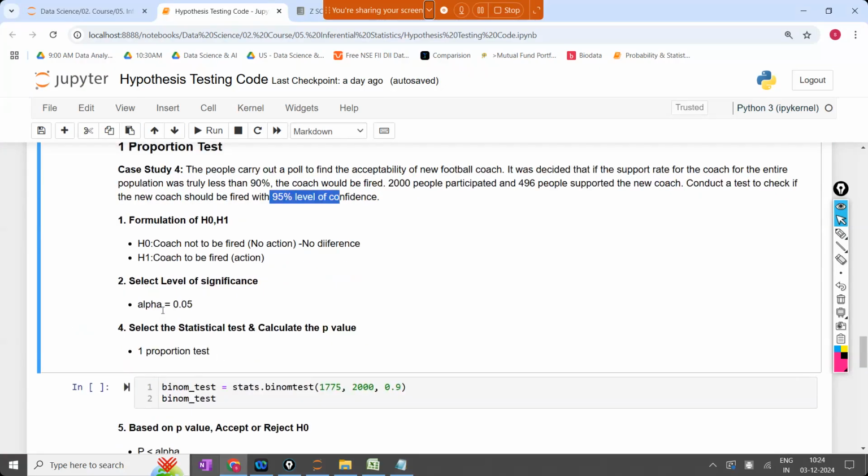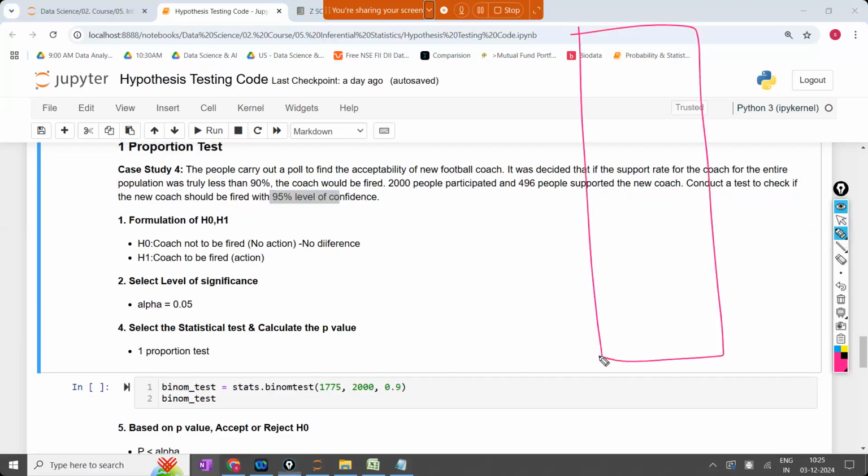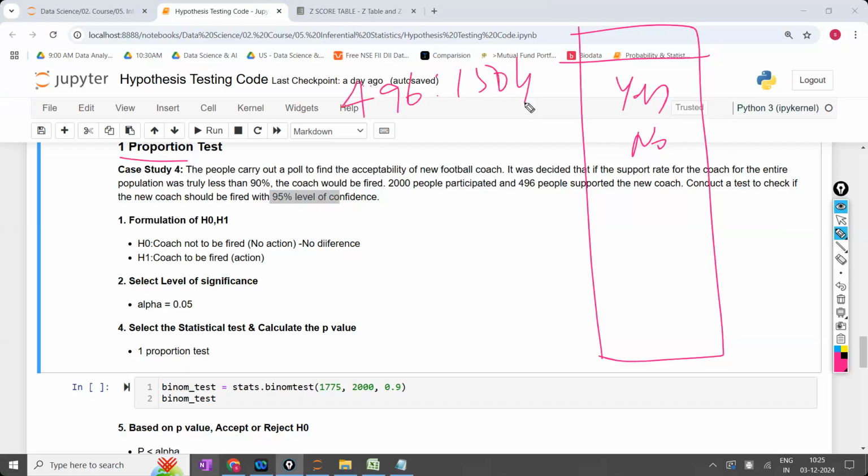And the third step, I have removed the third step. What is the next step? Select the test. What is the test you have to select? Since it is a discrete variable with one column, the test name is called the one proportion test. Discrete with one column, whatever you have, yes and no, is called one proportion. What is meant by proportion? How many people of yes are there, how many people of no are there, a ratio. How many ratios are there? Only one ratio. One proportion means one.